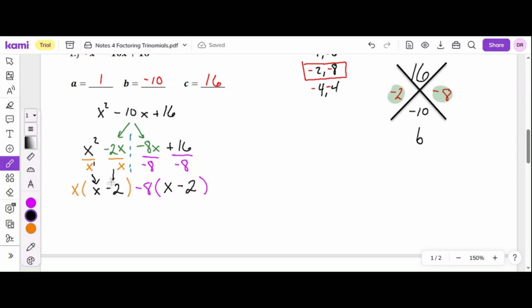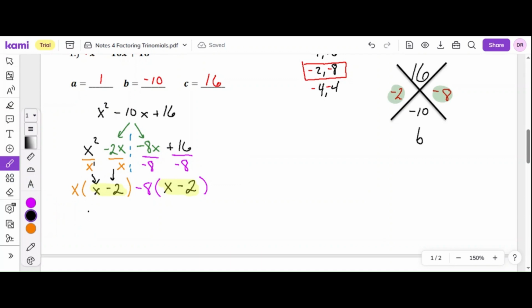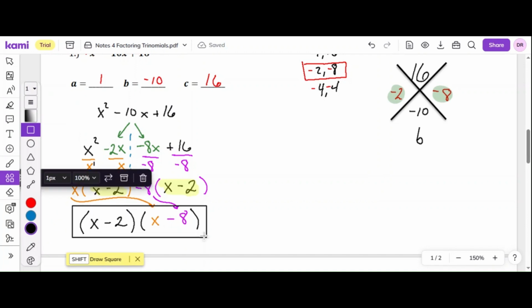And remember, we want these two sets of parentheses to match. So we've got x minus 2 in both of these places, meaning at the end here, we're going to bring out this x minus 2. And then the second factor that we get is formed by bringing out x and a minus 8 from the two halves that we had before. And those are the two factors. Our factors are going to be binomial factors where we have two terms in each set of parentheses. Okay, let's keep going.